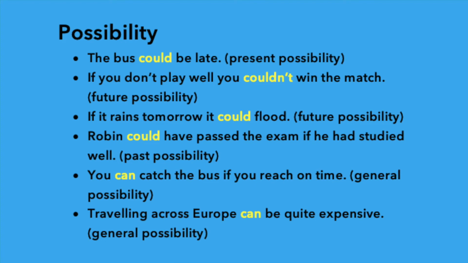But there is one situation where you can use can, that is when you talk about general possibility. Here are the examples. You can catch the bus if you reach on time. Traveling across Europe can be quite expensive. These are just general statements. In this case, it's okay to use can, but this use is less common. Normally we use could when we talk about possibility.